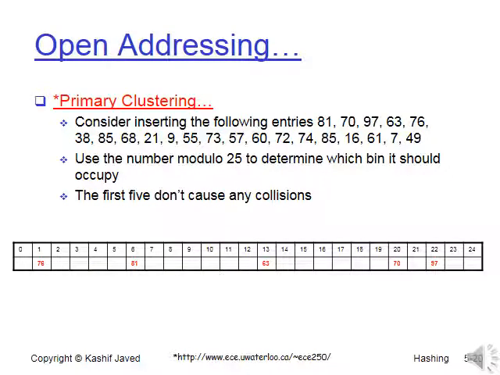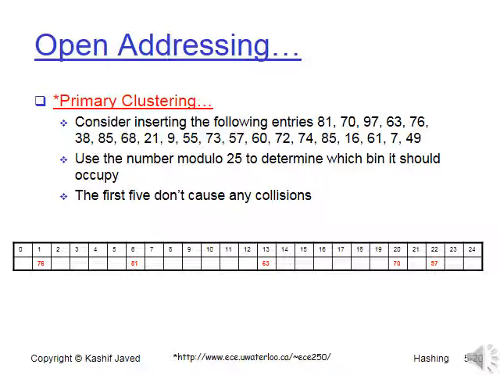Consider inserting the following entries: 81, 70, 97, 63, 76, 38, and so on, and the last digit is 49. Use the number modulo 25 to determine which bin it should occupy. The first 5 do not cause any collisions. For example, 81 mod 25 gives us 6. Therefore, we insert 81 into bin 6.